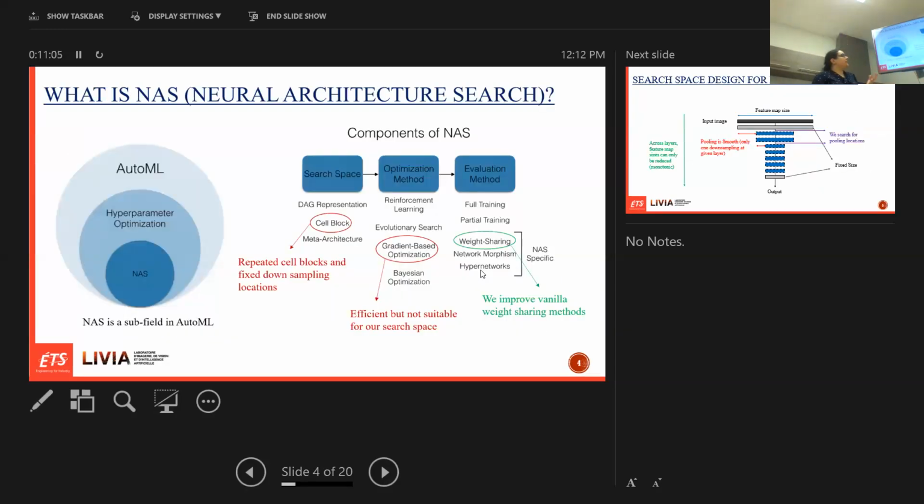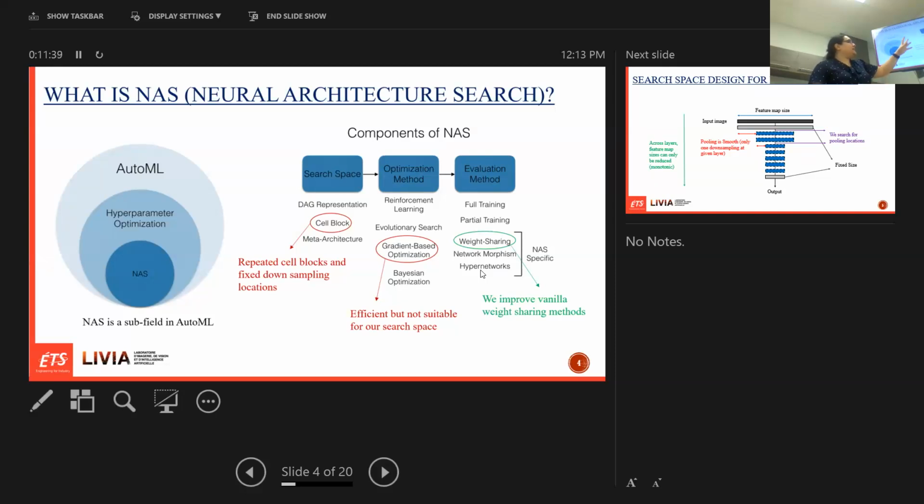So NAS is a subset of AutoML, which is concerned with finding different architecture parameters of a network. It can be the number of layers of the network. It can be the operations inside your network. And it is a very vast field of research.